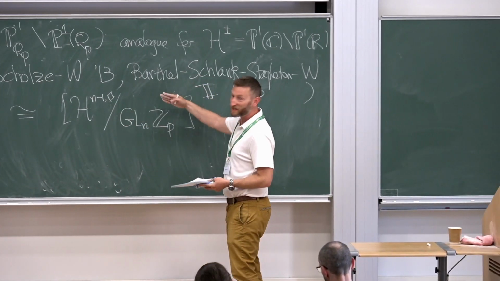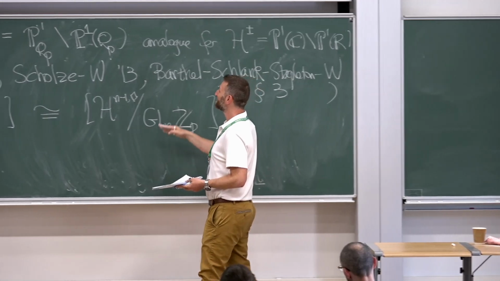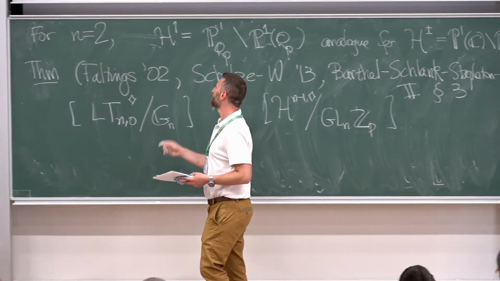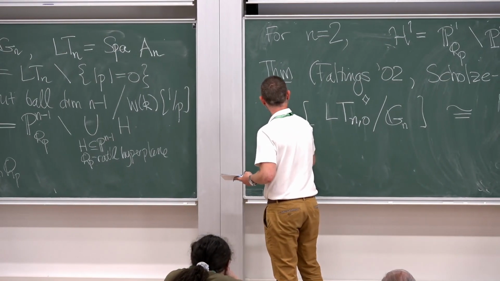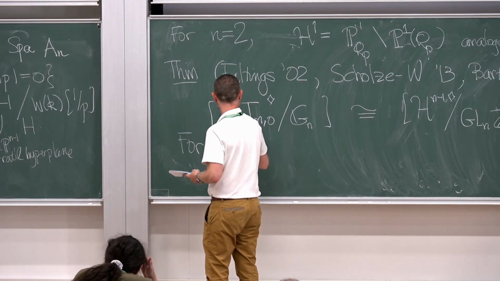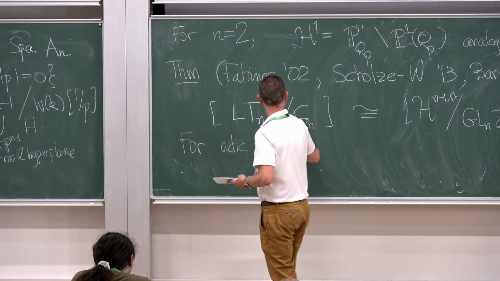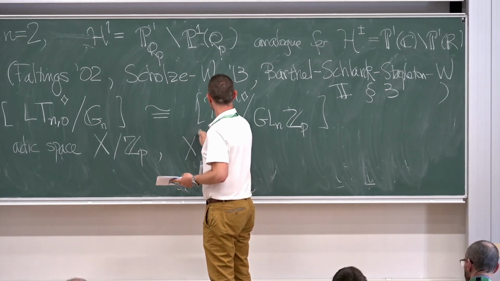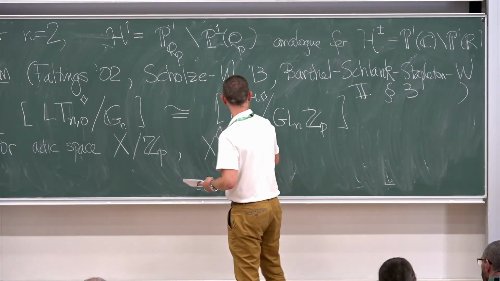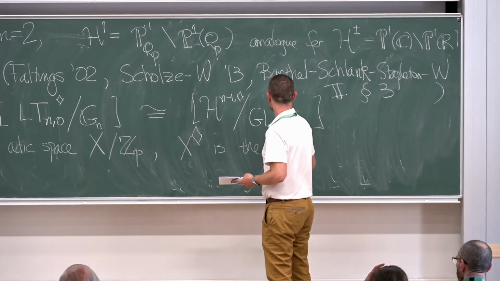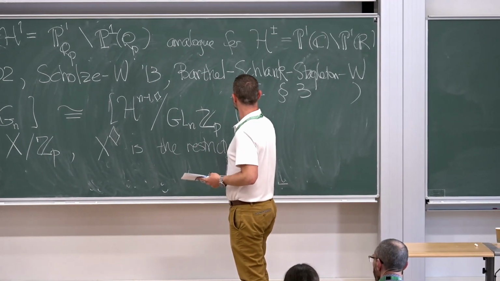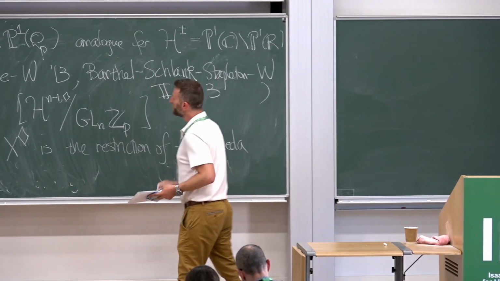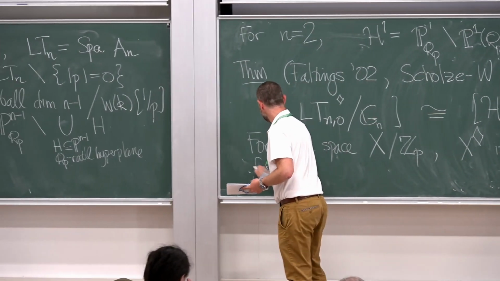Okay. What's going on? All right, so I have some commentary about this. First of all, what is this diamond supposed to mean, and what are these stacks even supposed to mean? So the diamond means, for an adic space X, which lives over Z_p, X diamond is the restriction of the Yoneda functor of X.